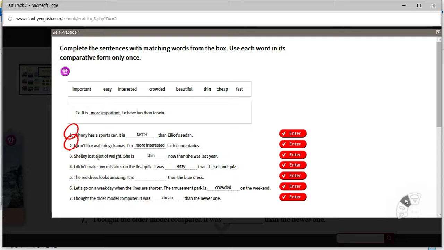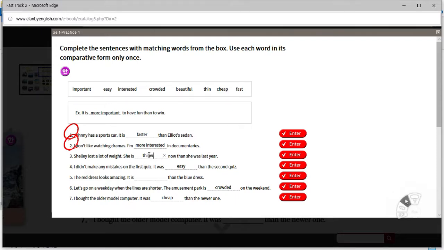3, Shelley lost a lot of weight. She is thinner now than she was last year. Okay? So you're comparing the same person, but you're comparing the same person at 2 different times. Okay? So you're comparing Shelley now to Shelley 1 year ago. Okay? So the adjective is thin, 1 syllable. Okay, so you add an ER. Thiner? She is thiner now?